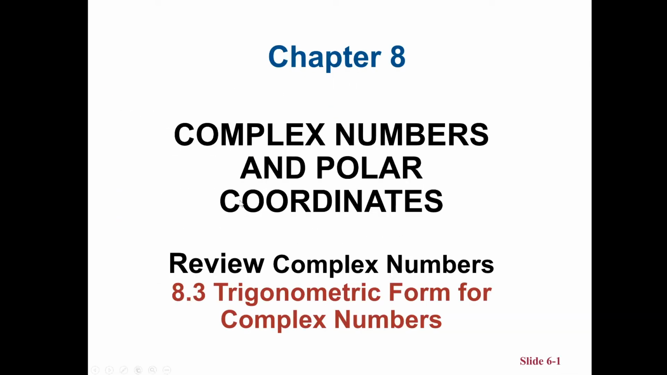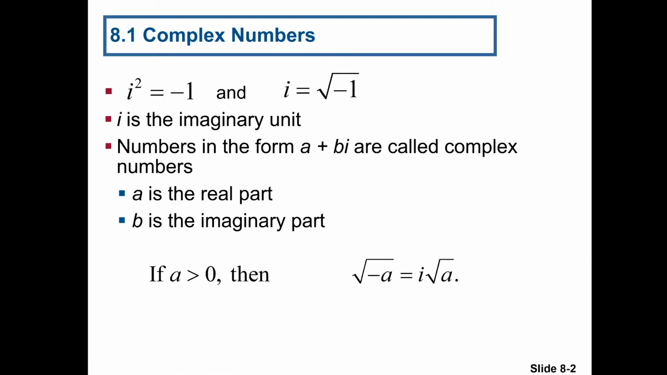Okay, so complex numbers and polar coordinates. We do know that i is considered the square root of -1, so i squared would be -1. So i is the imaginary unit, and numbers in the form a plus bi are called complex numbers. a is always considered the real part of the complex number, and b is the imaginary part. If a is greater than 0, then the square root of -a equals i root a. For the square root of -1, we just consider that it's i, just the imaginary number.